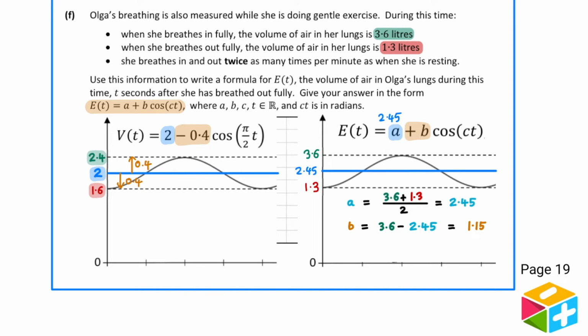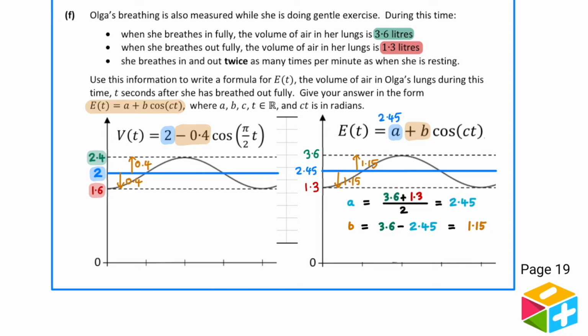Turning back to E of t, we can find the value of B by finding the distance between the maximum and the midpoint line. To do this, we take the maximum value, 3.6, and subtract the value for the midpoint, 2.45. This gives us an answer of 1.15.